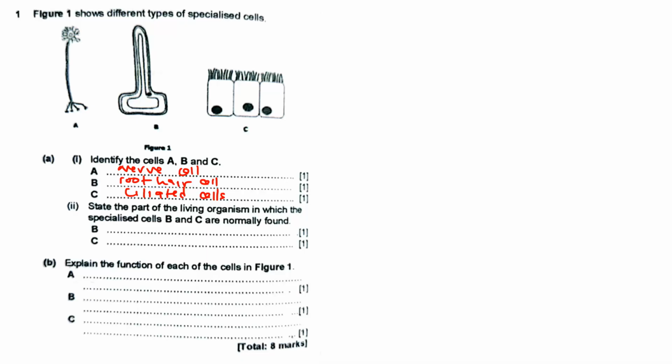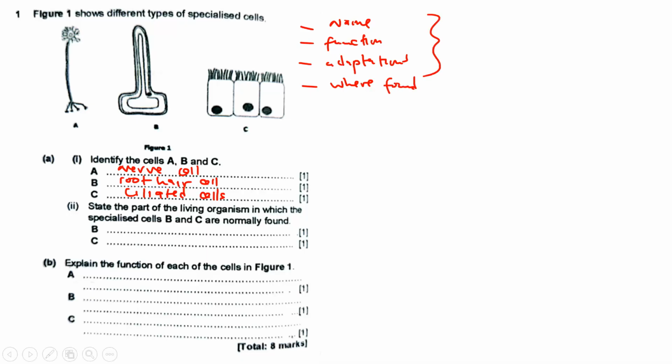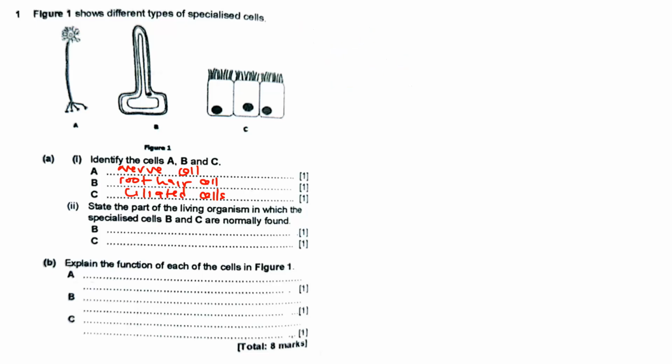State the part of living organism in which the specialized cells B and C are normally found. So, under cell specialization, things that you should know are the name of a specialized cell, function, adaptations, and where it is found. So if you know this under each, then you have no problem. There are quite a number of specialized cells, both animal and plant cells. So make sure that you know those as you go in an exam. Very important. Now we proceed.